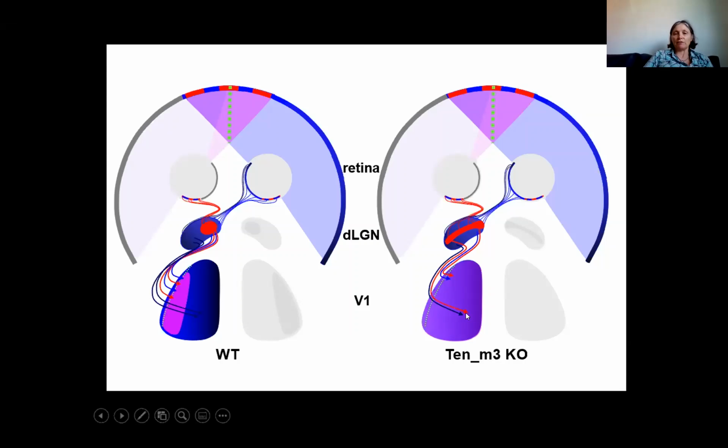So as a function of this, and we've shown this more directly, you basically get cells in this medial part of V1, which normally would receive inputs exclusively from the contralateral peripheral visual field, also receiving inputs from this part, or the central part of the visual field. And this seems to lead to serious disruption in the function of the circuit.